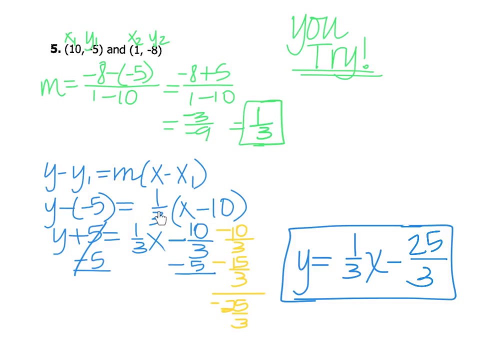Then we plug in our slope for m, plug in our x1 and y1 into our point-slope formula. Simplify this, minus a negative number gives us plus 5, distribute to both terms. Then we want to move the 5 to the other side. When we're subtracting fractions, we've got to have a common denominator, so we change minus 5 or negative 5 to negative 15/3. Add the numerators together, negative 25 over 3, and that's our b. So that's how we get our final answer of y equals 1/3 x minus 25 over 3.